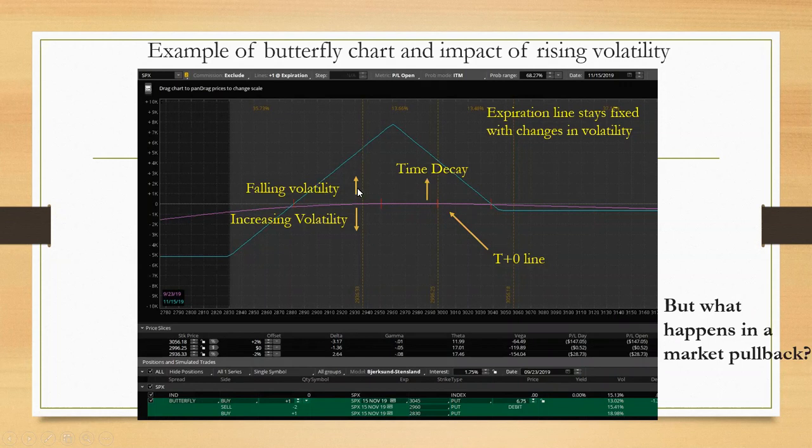Increasing volatility tends to drop this line. Falling volatility makes it rise. So if we could enter these trades in high volatility, it would work out better than if we entered during a low volatility period.